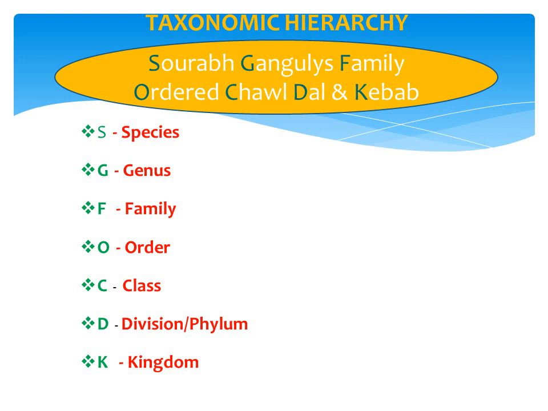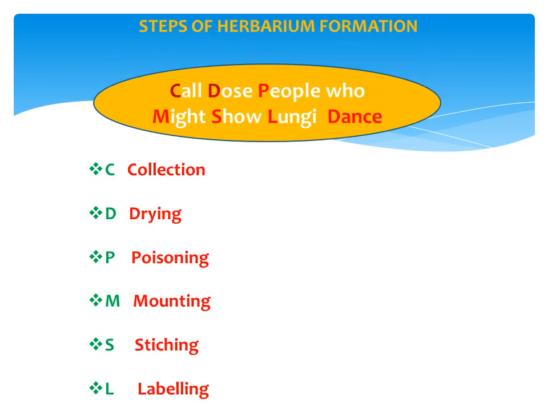That is, S stands for species, G for genus, F family, O order, C for class, D for division, K for kingdom. These are very commonly asked types of questions about the taxonomic hierarchy, and it might be very confusing if you don't remember the sequence. So the last trick of this chapter that I will discuss is herbarium. What is herbarium? Herbarium is an artificial way by which any rare plant specimen can be preserved.